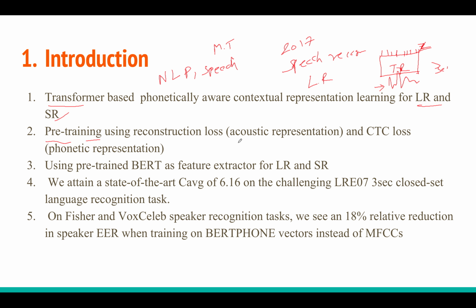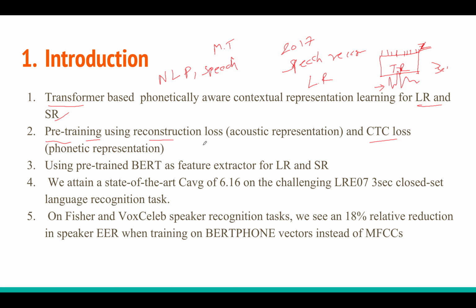And we will see how to do the pre-training. The pre-training is done using two different losses. One is called reconstruction loss and the other one is called CTC loss. If you see the original transformer model, they don't use any of this CTC or anything. They just use the reconstruction loss.